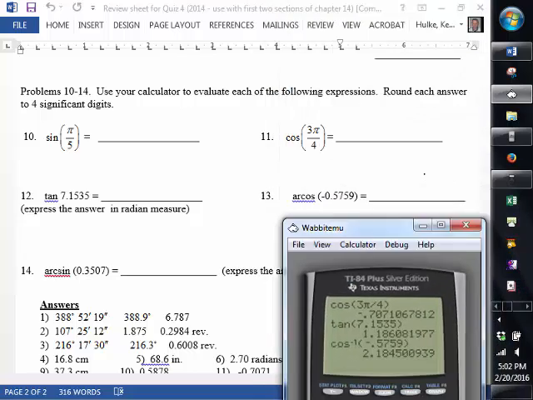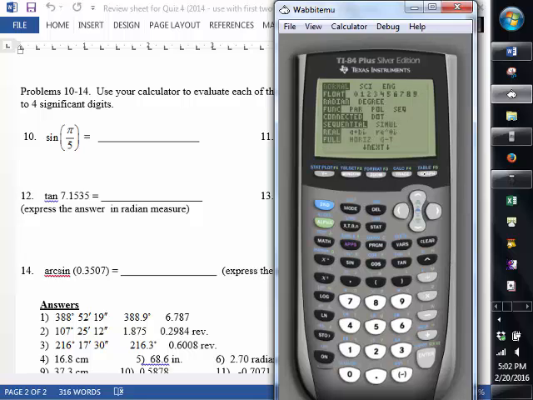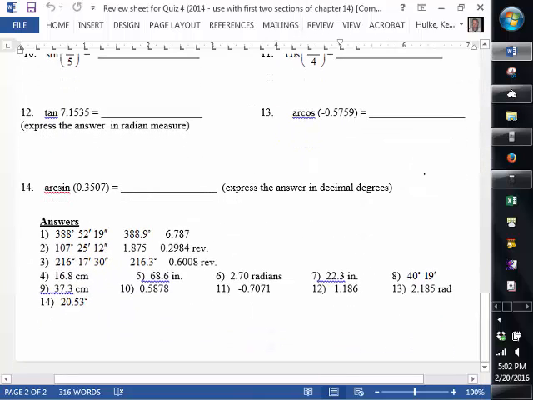Next one, express your answer in decimal degrees. Okay, so the angle whose sine, so we want to go back to mode decimal degrees, enter, and we're looking for the sine, so second function sine 0.3507 is 20.53 degrees. And that's all, folks.